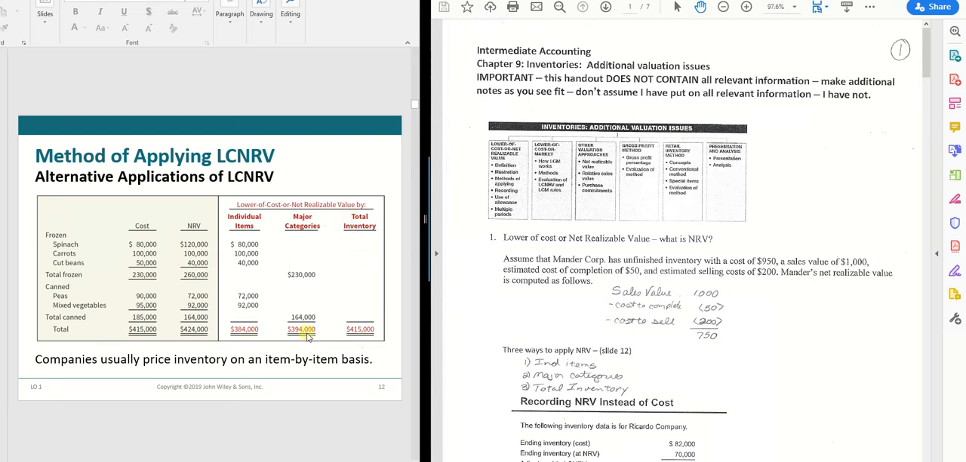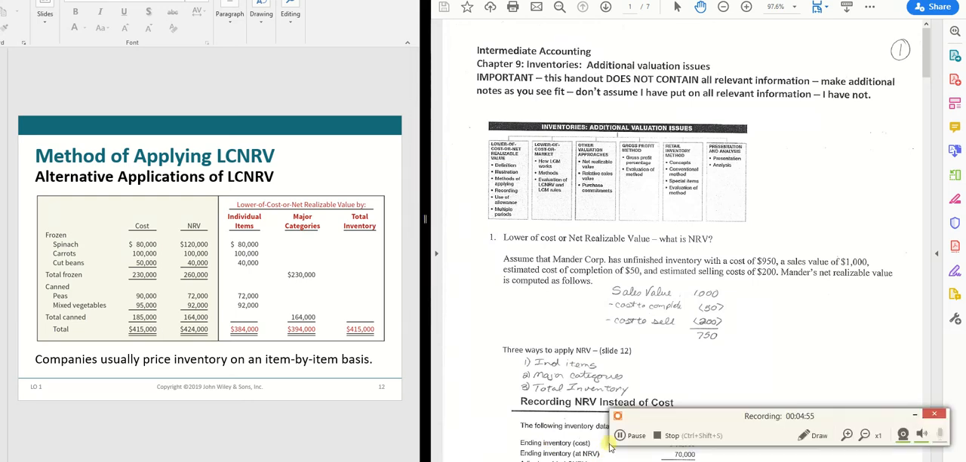I'm going to jump to total inventory. If I added up the cost of all of it, added up the net realizable value of all of it, I would use 415. So in this case, the cost is lower. And then the last one, do I take it by major categories? All of frozen foods would be 230 cost compared to the net realizable value of 260, and this one is flipped, etc. And the answer is, there are 3 ways to apply it. You can use any of these. So all of these are acceptable methods as long as you remain consistent with it.